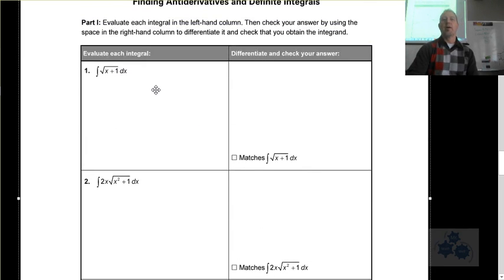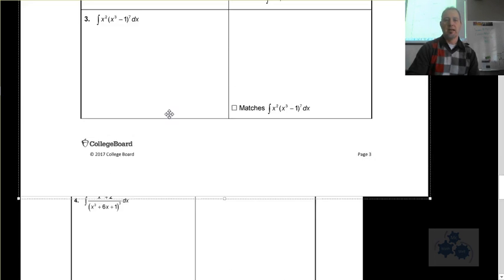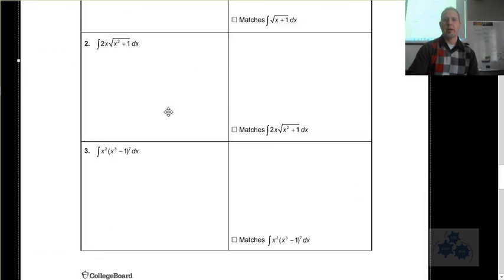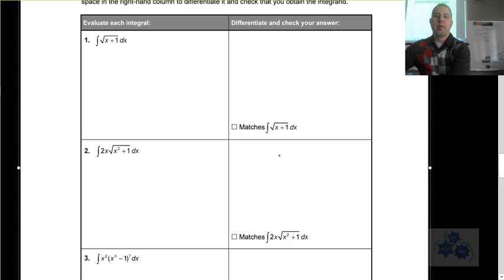All right. So here we go. Full out U-Substitution, just do 1 to 4 here, okay? On this side, I want you to differentiate your answer to see if you get back the original function that's underneath the integral, okay? So go ahead and take a few moments for number 1, number 2, and 3. And I believe 4 should be one that you should be able to do.